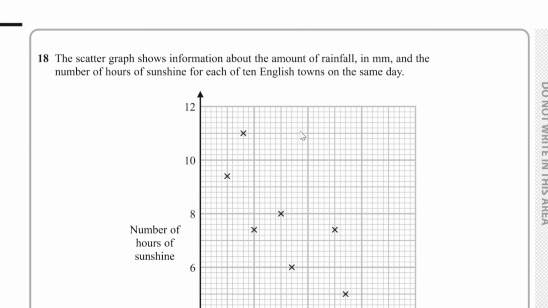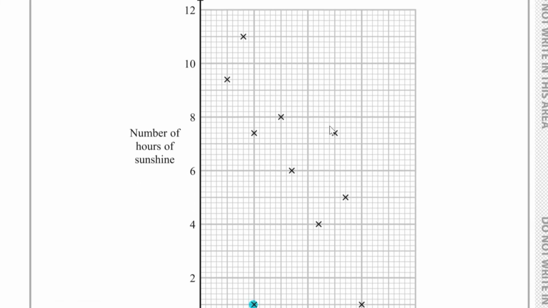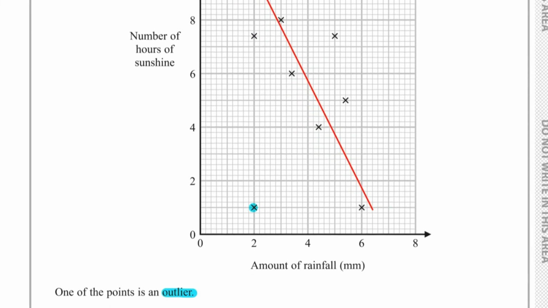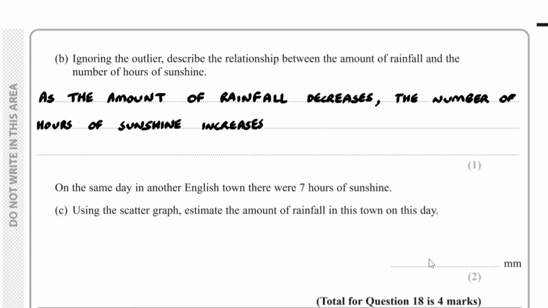Well, if we go to our scatter diagram, the first thing we need to do is draw a line of best fit. And if we draw a line of best fit, we would have something looking roughly like this. Now, for 7 hours of sunshine, we read across and then we read down. What you can see, the amount of rainfall will be 3.4. So we have 3.4 millimeters.